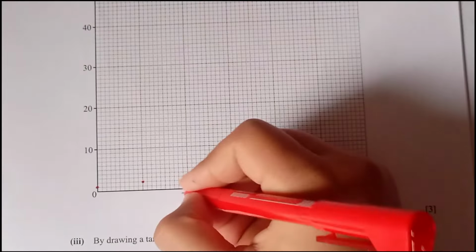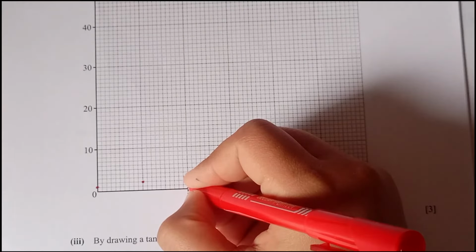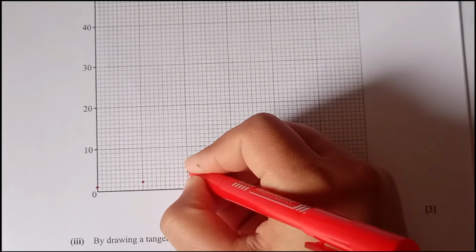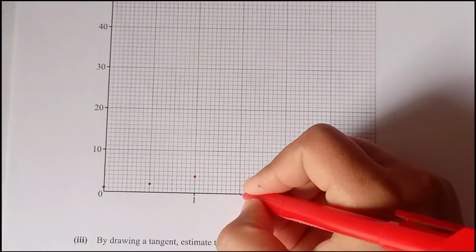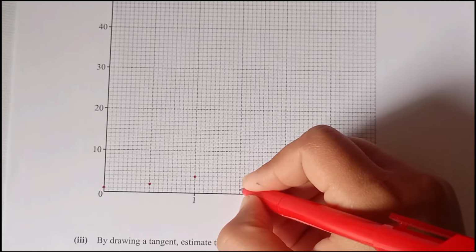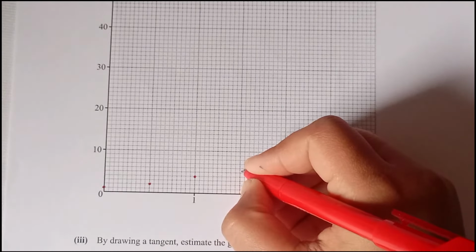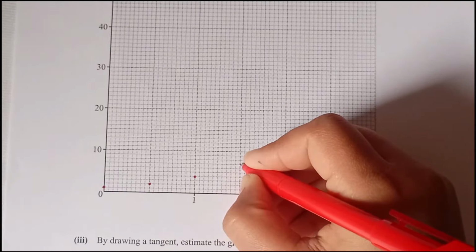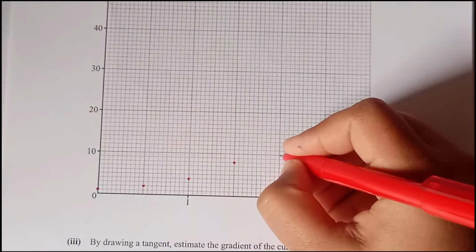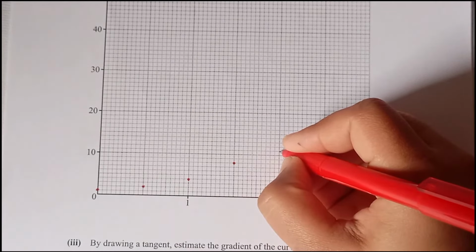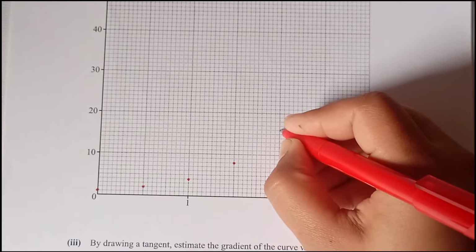When x is 1, the y is 4. 1, 2, 3, 4. When x is 1.5, the y is 8. The x is 1.5 over here, the y value is 8. 1, 2, 3, 4, 5, 6, 7, 8. When x is 2, the y is 16. For 2, this is 10, 11, 12, 13, 14, 15, and 16.